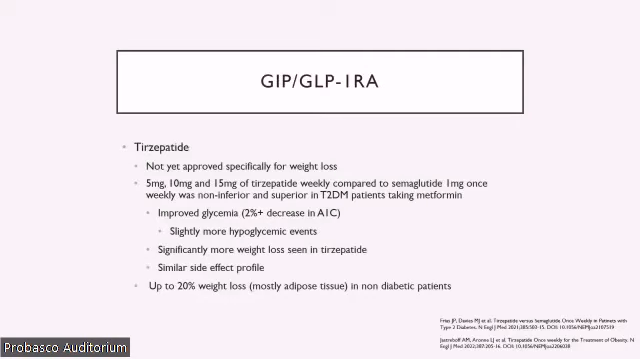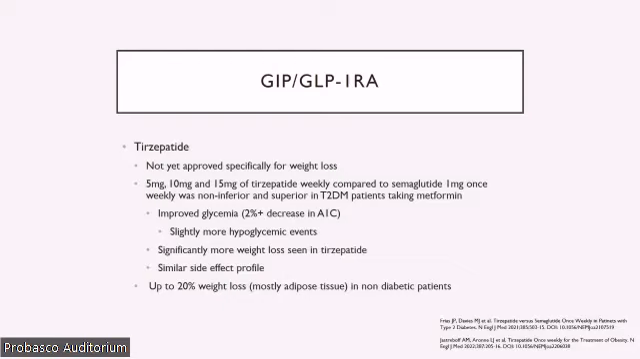I did want to mention tirzepatide. I'm sure you all have heard about this medication, our GIP-GLP. It's not specifically approved for weight loss. It is right now a diabetic medication. In the trial, they compared their weekly dosing titrations to 1 milligram of semaglutide, and did see improved glycemia, with over a 2% decrease in A1C, and more weight loss in the tirzepatide group.